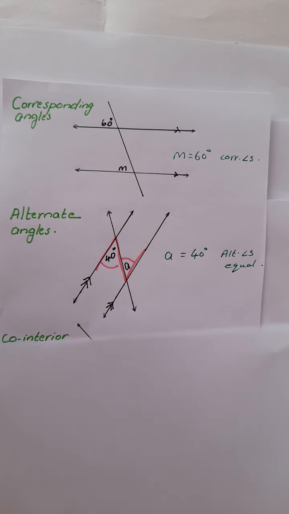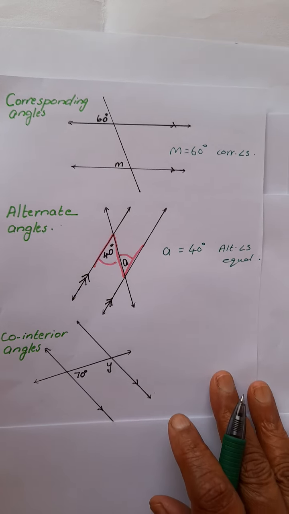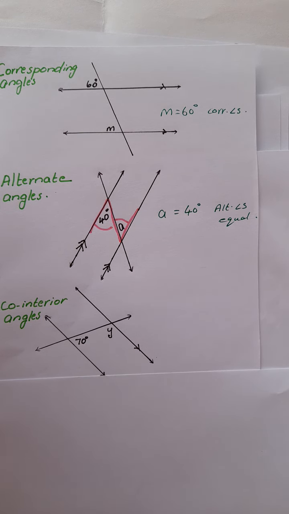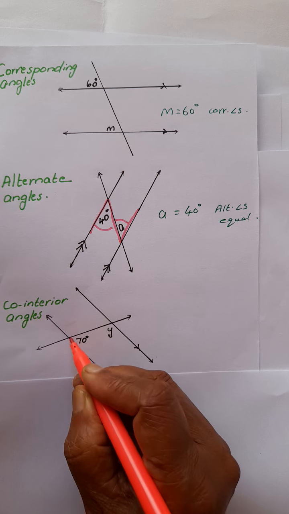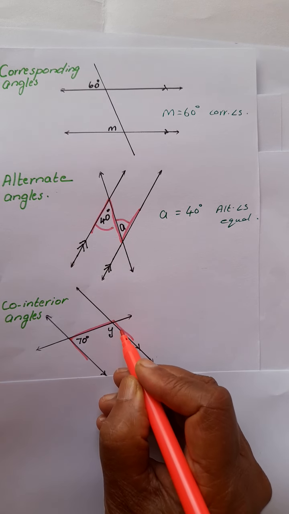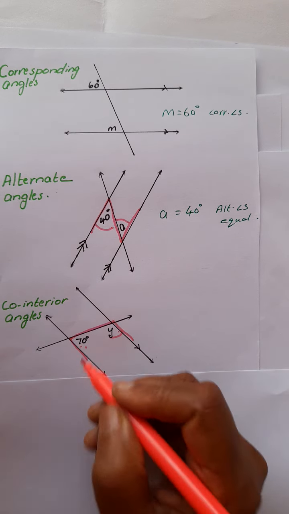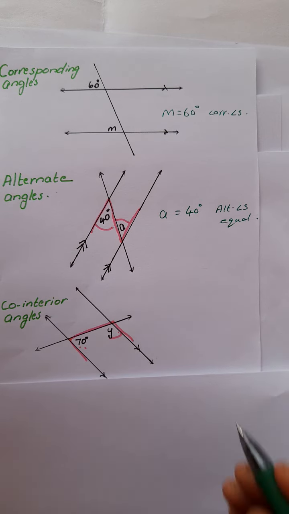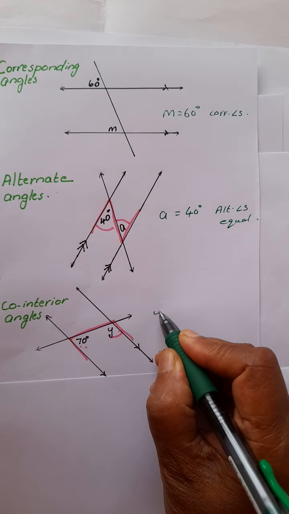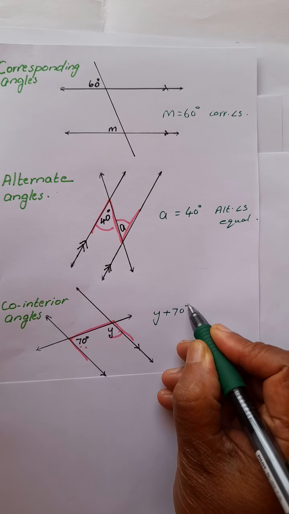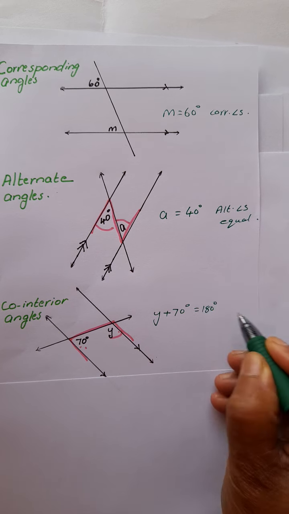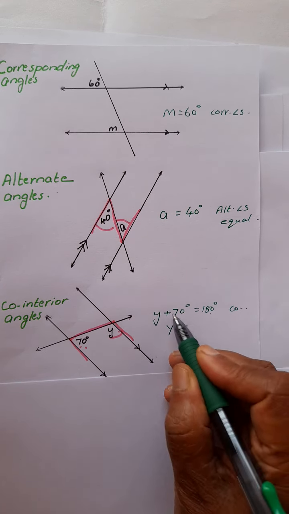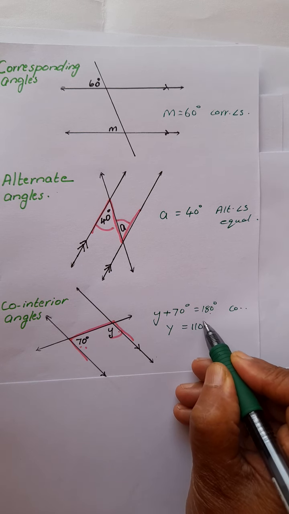Then coming to co-interior angles, the C, or some people say it is a U, these two add up to 180 degrees. So y is not equal to 70 degrees. We can write y plus 70 is equal to 180 degrees because they are co-interior angles. So y will be 180 minus 70, which gives you 110 degrees.